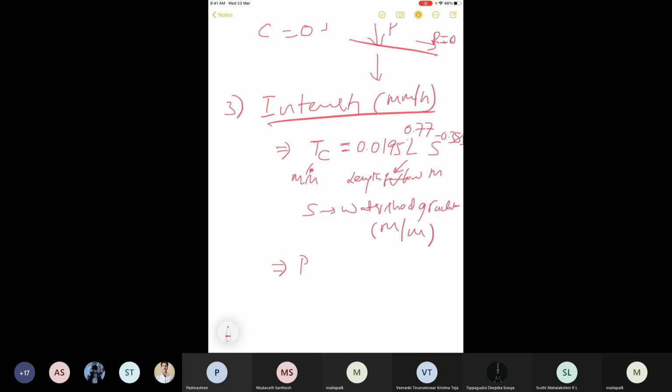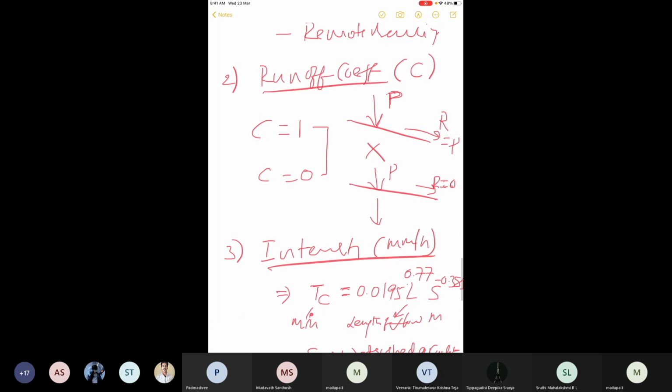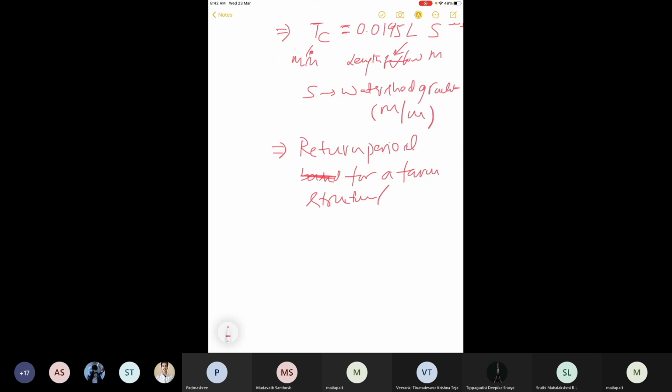Knowing the Tc value, the next is to find out the return period for a particular structure, for a farm structure. For farm structures, generally it is 5 to 10 years. Since we are dealing with farm structures, 5 to 10 years we have to use. Then the next is the intensity duration curves.